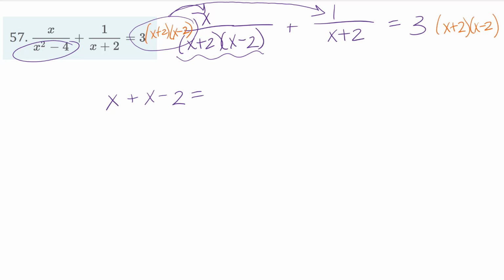If there was something other than 1, you would distribute that number or that term with whatever's left from the LCD. So now over here on the right, you have 3 times, so we already know this is going to be x squared minus 4 because we factored our first denominator to see all the parts. So distribute and combine like terms. So we have 2x minus 2 equals 3x squared minus 12.